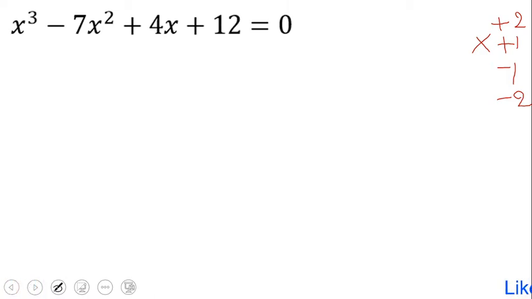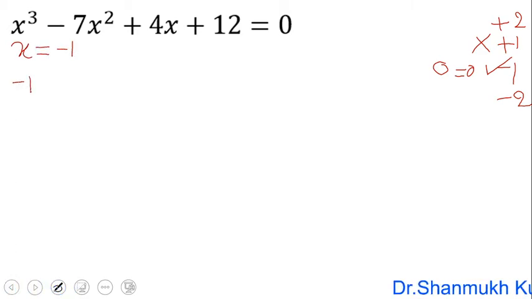Then I search for minus 1. So minus 1 cubed is minus 1. Next minus 7, then minus 4 plus 12. So we are going to get 0 equal to 0, 0 equal to 0 for minus 1. So x equal to minus 1 is one solution. That minus 1 I keep outside.